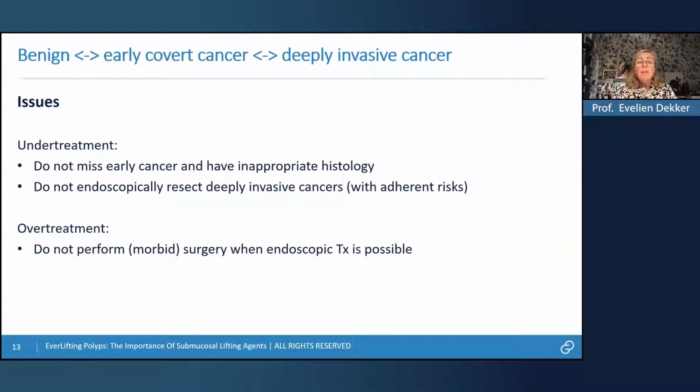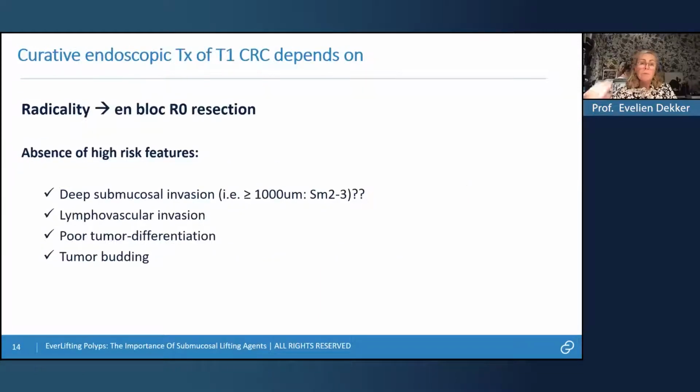So the issue between benign, early, maybe covert cancer and deeply invasive cancers is that there is a risk of undertreatment, which means that we do not want to miss early cancer and have inappropriate histology, but also we do not wish to endoscopically resect deeply invasive cancers because that also has inherent risks. On the other hand, there's the risk of overtreatment because we do not wish to perform morbid surgery when endoscopic therapy is still possible. So when is a T1 cancer adequately removed and the patient cured?